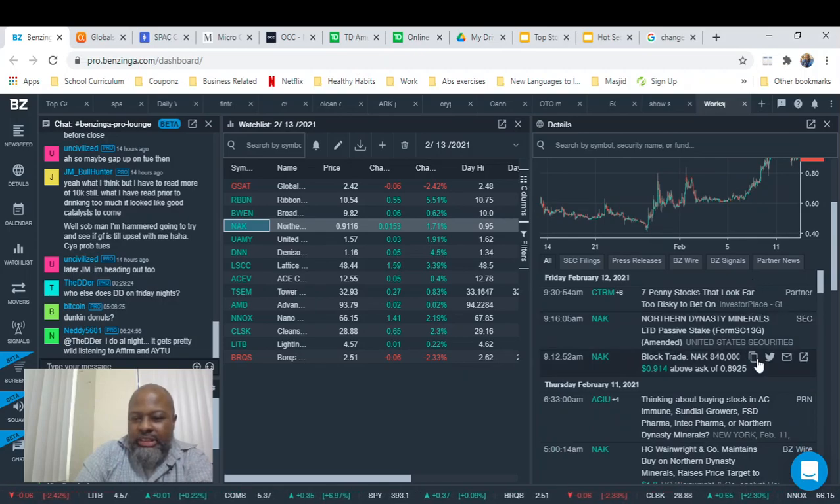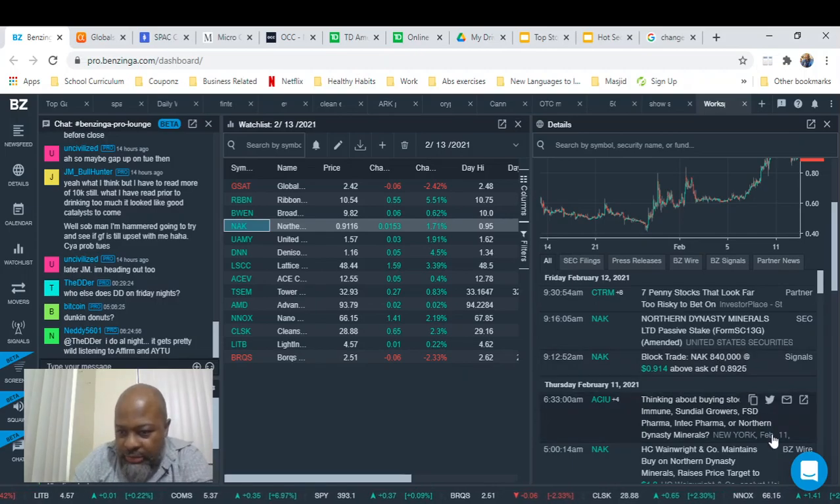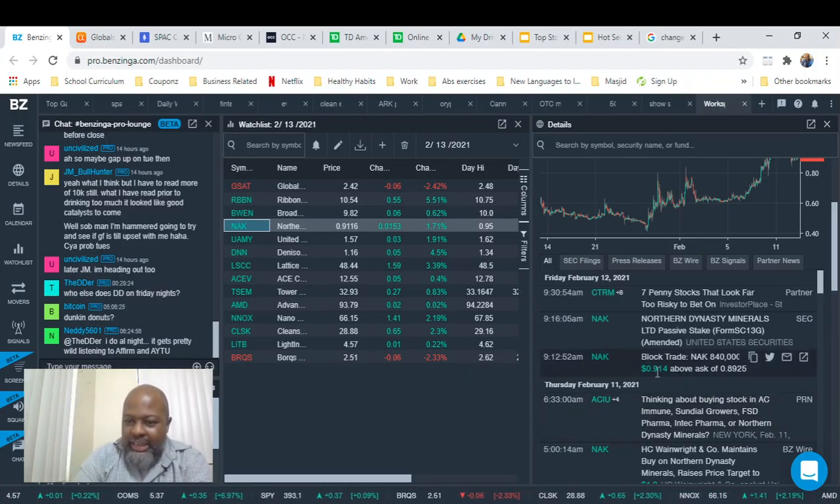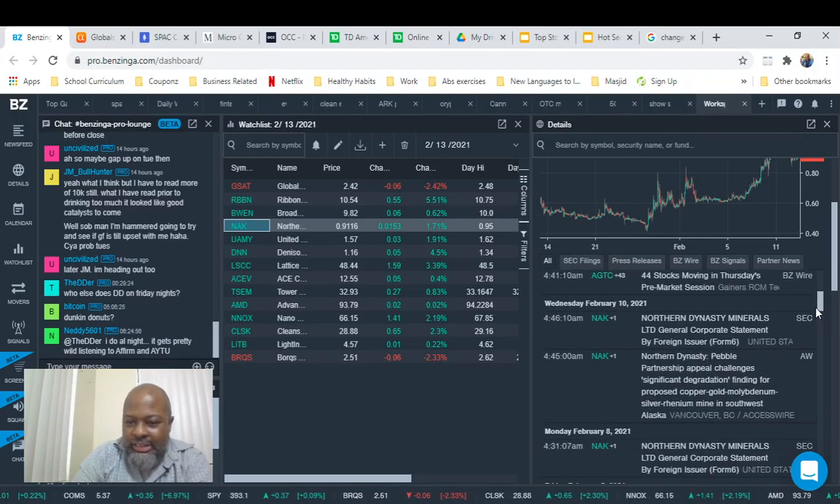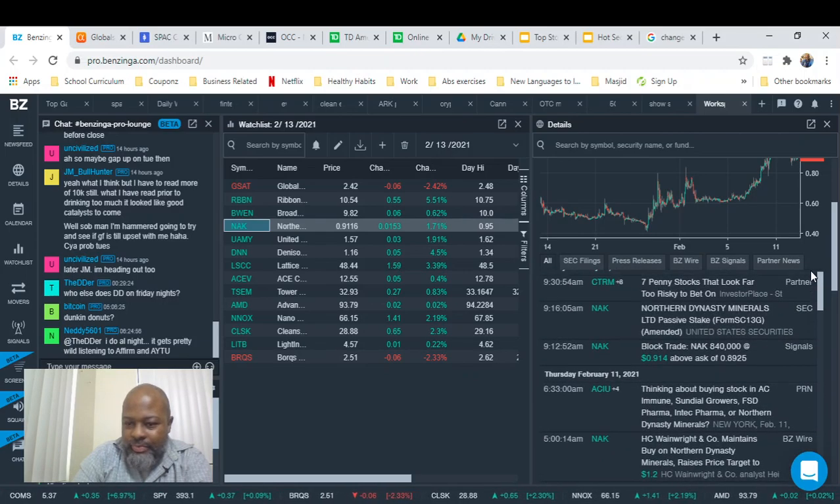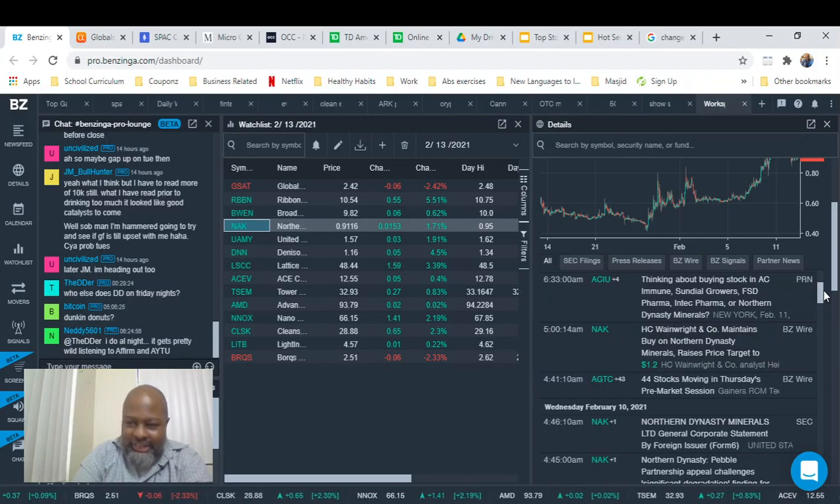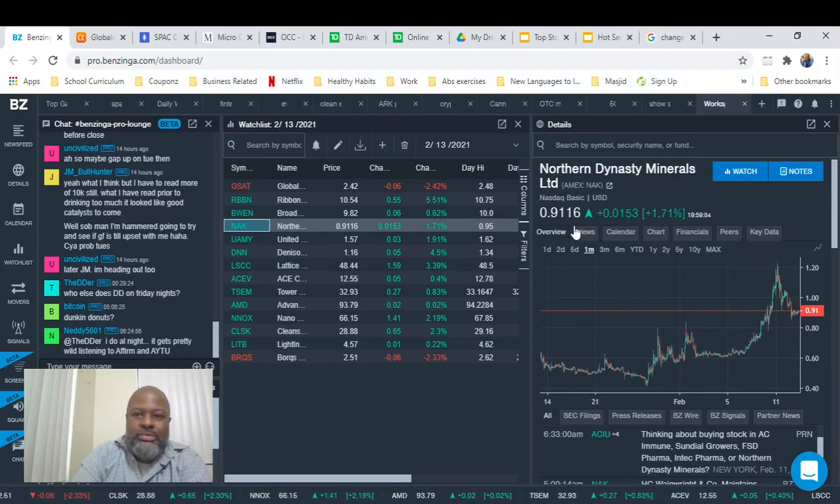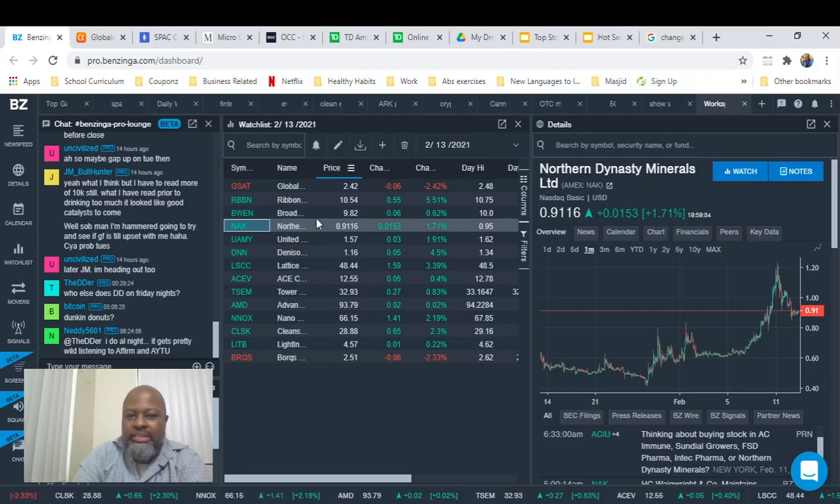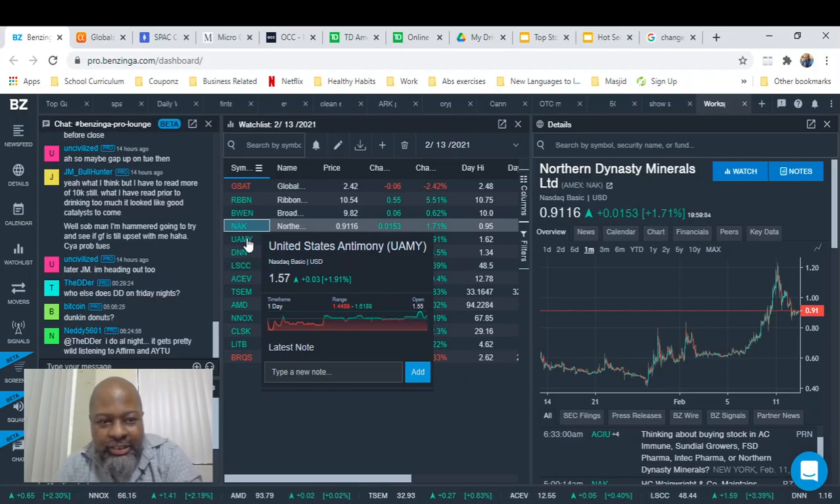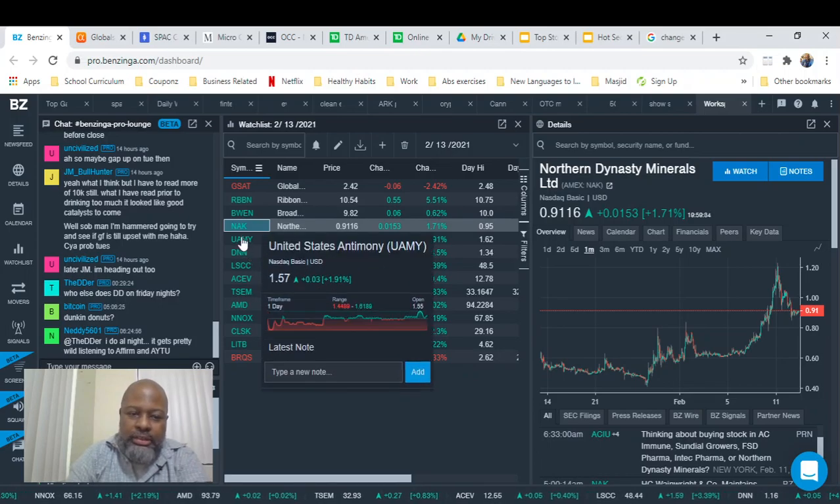Oh, and this is really good. We have a big block trade here of 840K shares at 91 cents. So usually that lets us know that something is going on when you have a huge block trade like that. And we have an analyst maintaining a buy and raising the price target to $1.20. So really high on this. They say that their mining deposit is one of the largest in North America. So that puts them in line with MP Materials. MP Materials is like a $30 stock. So really, really looking for this one to do well.